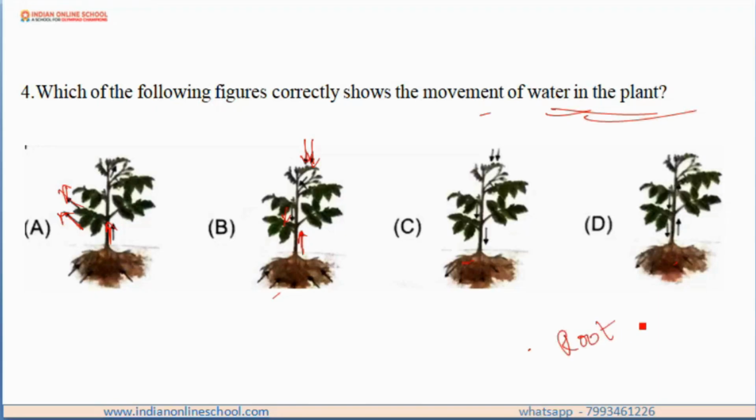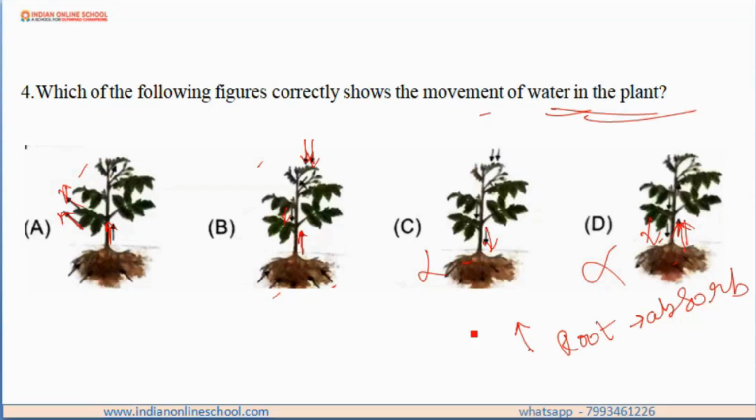And what does root do with the water? Roots absorb water. So it should be like this arrow. So in which is it? A, B and D. And here it is a downward arrow also. Upward and downward both. Is it a correct option? No. Roots only absorb water. So this is wrong. This is also wrong because it is downward. So our answer will be A or B.